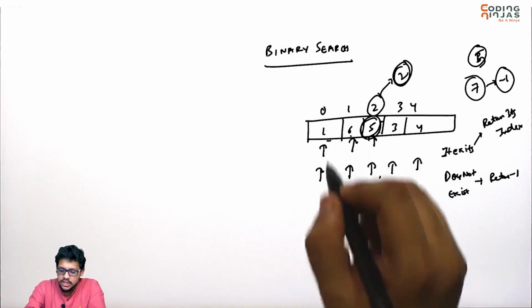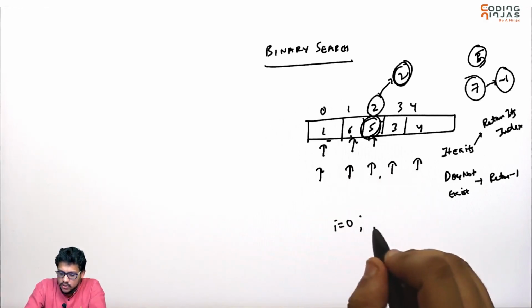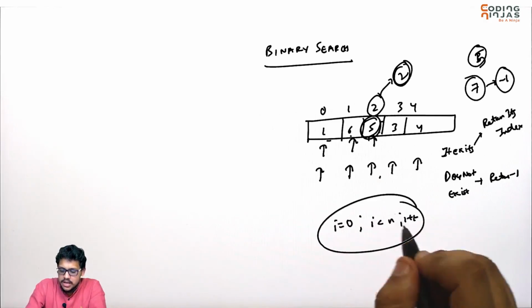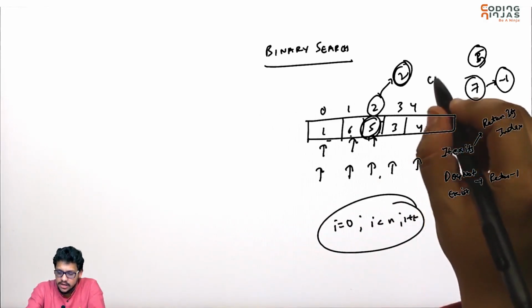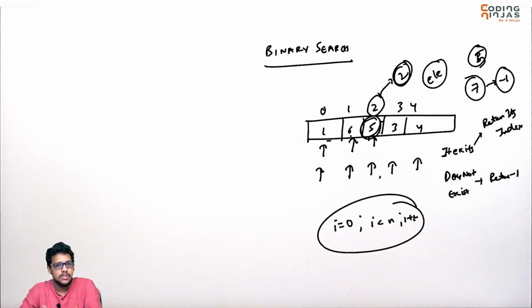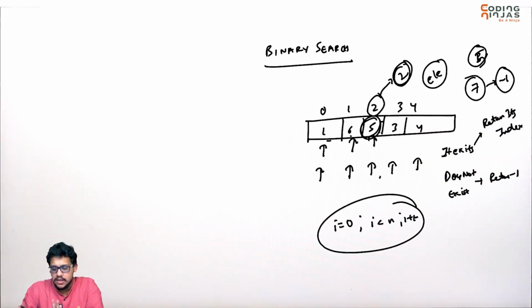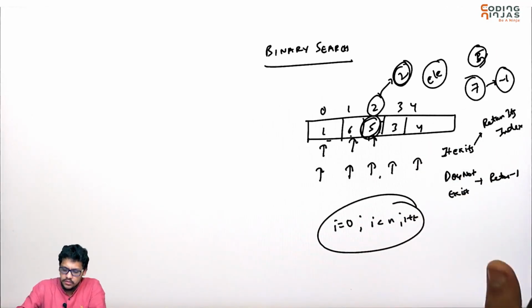So you can just start from 0 and go till i is less than n, i plus plus, and compare each ith element with the element you want to search. If it exists, return its index. If it does not exist, return -1. Okay, so simple. Linear search is a great thing to solve.